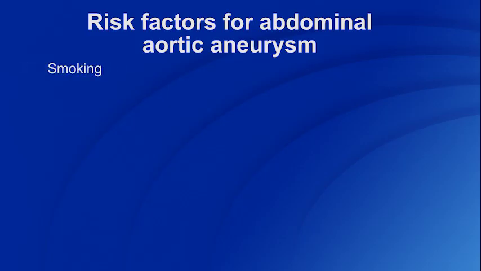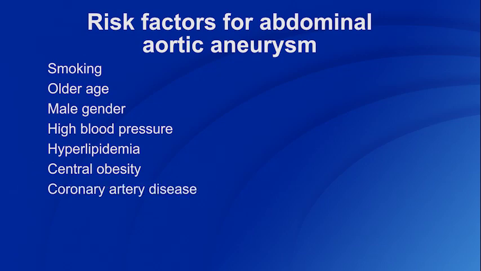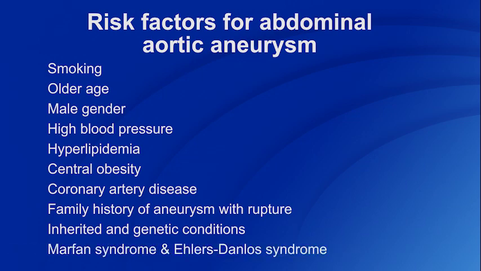Smoking is the strongest risk factor for developing an abdominal aortic aneurysm, increasing the risk by 3 to 12-fold. Other risk factors include older age, male gender, high blood pressure, hyperlipidemia, central obesity, coronary artery disease, and family history of aneurysm with rupture. Inherited and genetic conditions such as Marfan syndrome and Ehlers-Danlos syndrome are also associated with increased risk.